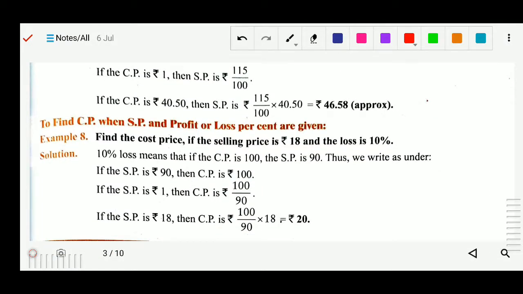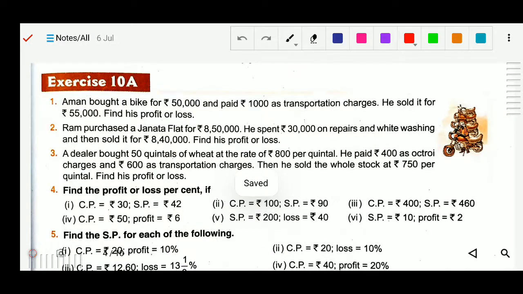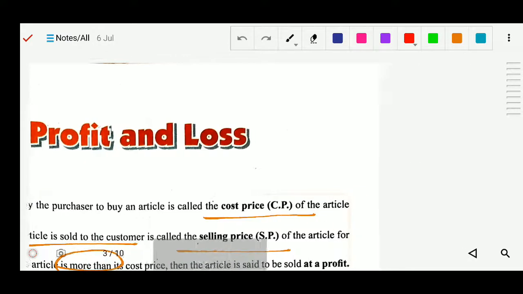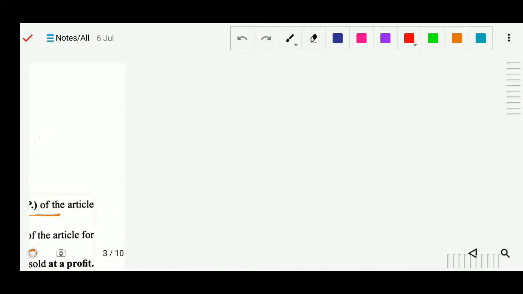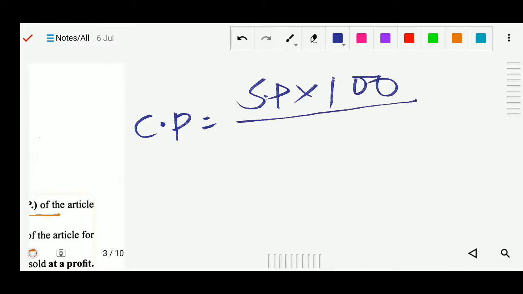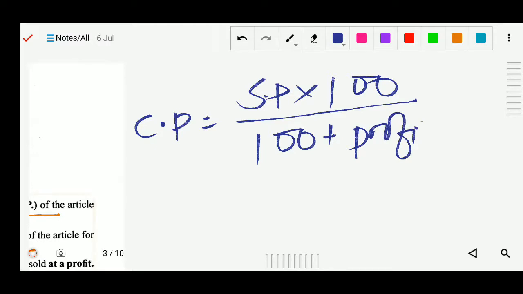So now we will solve this exercise, which is exercise 10a. Here I want to add some formulas which you write in your copy, and please remember, I am just writing the formula. It will be used. First you write it. The formula is CP, cost price, equals SP, selling price, into 100, divided by 100 plus profit percentage. Okay, so this is the first formula you should remember.